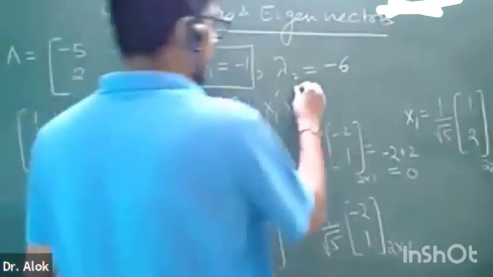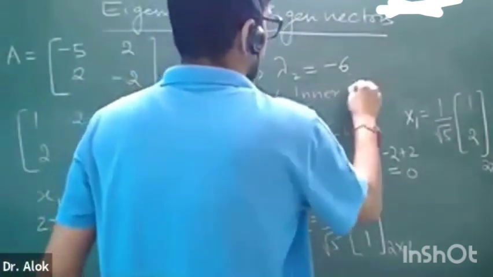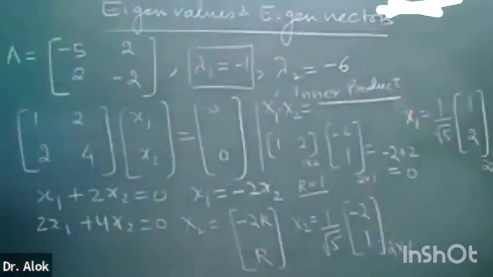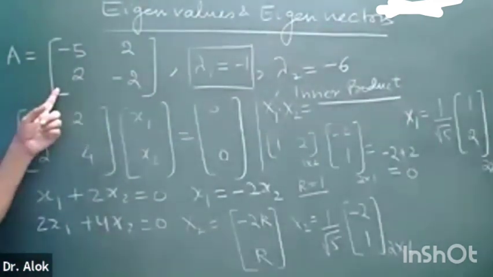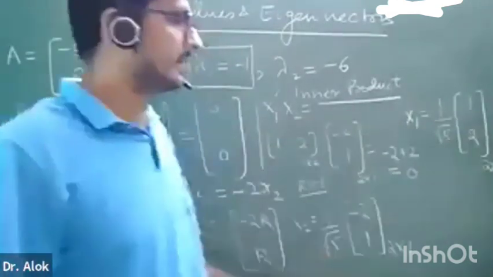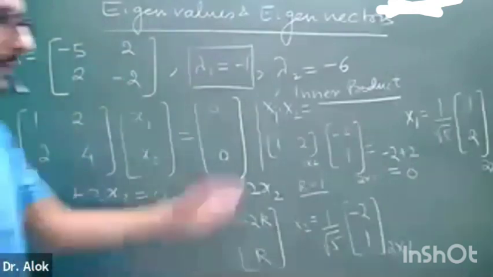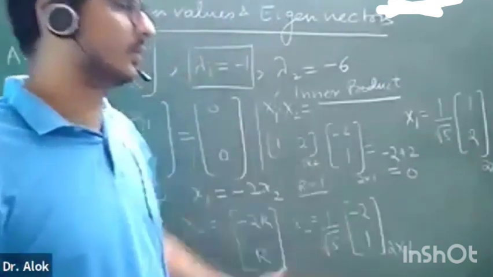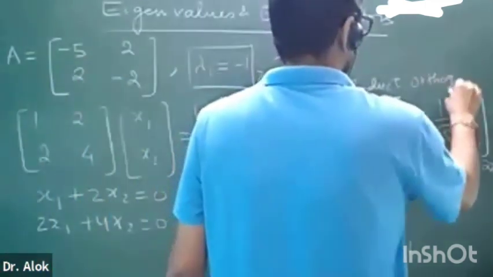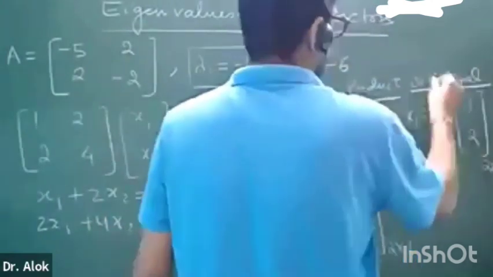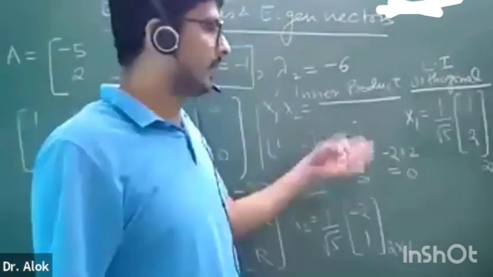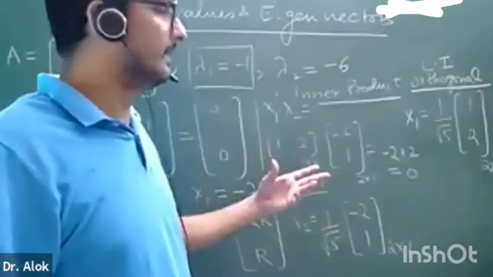So this is the inner product or dot product of vectors that I have done. Please see, this is a symmetric matrix. So for a symmetric matrix, you get eigenvectors which are orthogonal. Dot product is 0 means they are orthogonal vectors. So inner product is 0 means vectors are orthogonal. And obviously they are linearly independent, because if the dot product is 0, that means they are linearly independent also.